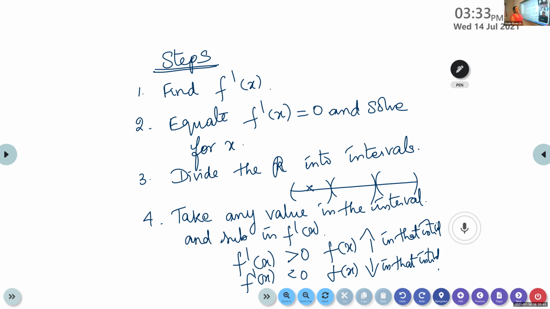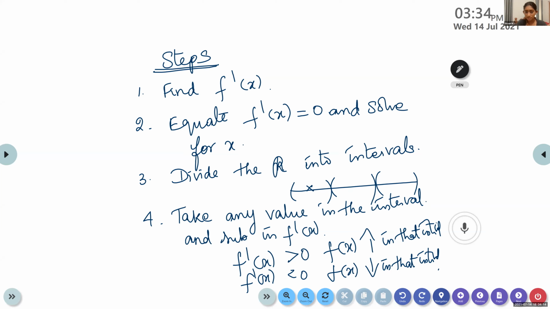Given f of x, you find f dash of x. Next step, equate f dash of x to 0 and solve it. Solve and find the values of x. After finding x, you divide the number line into sub-intervals, small intervals. Then you take any value in each interval and substitute in f dash of x. And we check whether f dash of x is positive or negative.